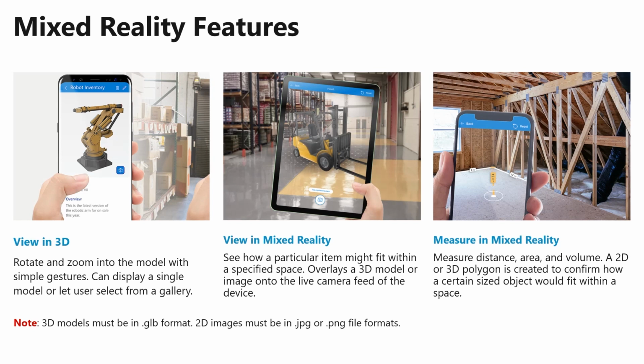And finally, there's the Measure in Mixed Reality feature. So with this feature, you can measure distance, area, and volume in your environment. This can be helpful in situations where you want to check whether an object actually fits in your desired space. Now, one thing to note here is that 3D models must be in GLB format. And then for all 2D images, they must be in JPEG or PNG formats.